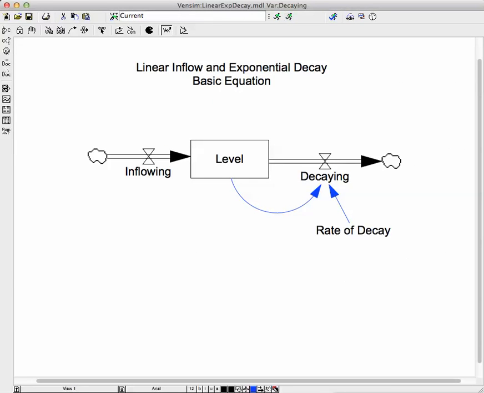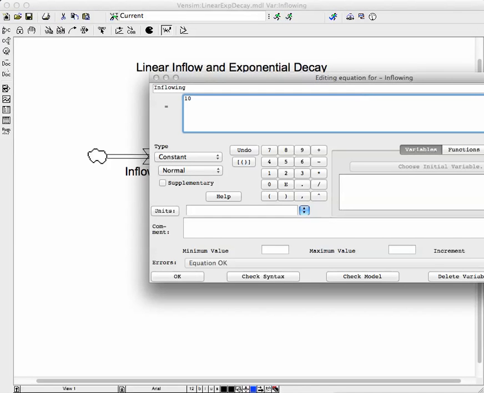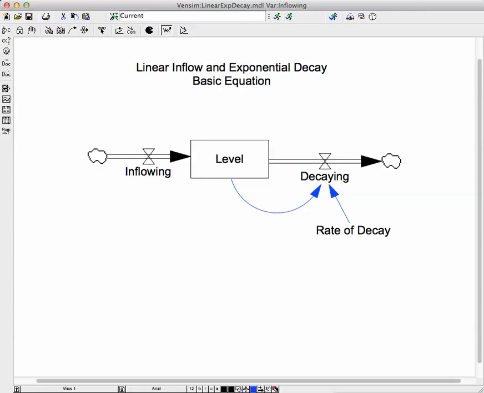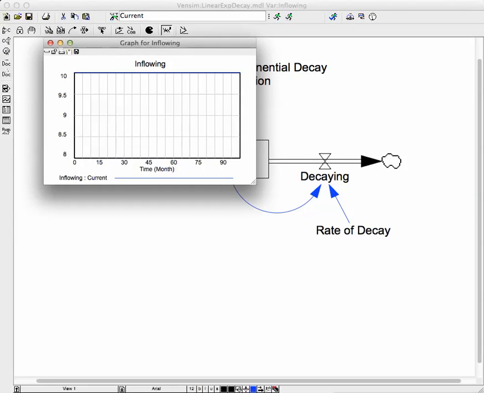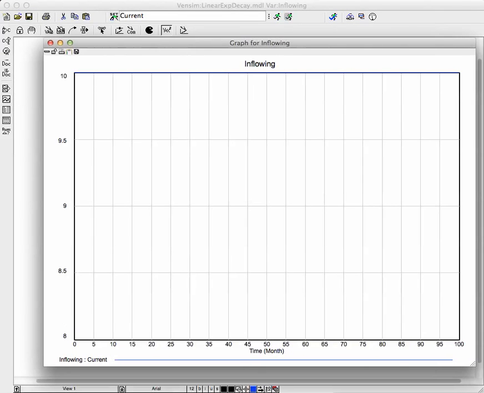So if we look at the equation for the inflow, we see that it's got 10 here. Every time period, it's going to add 10. So every time period, the inflow is 10, and every time period, the outflow from decay is 10. That's why we got a graph where it was in equilibrium.